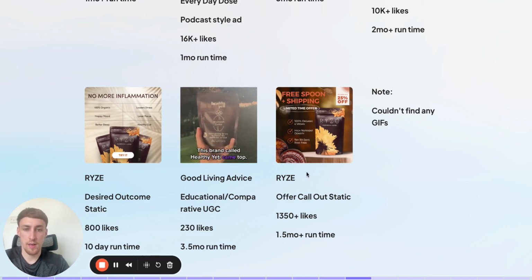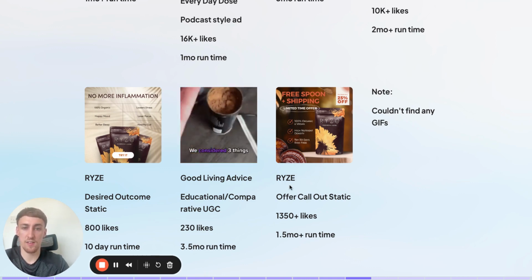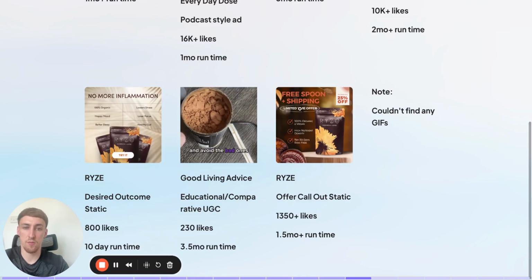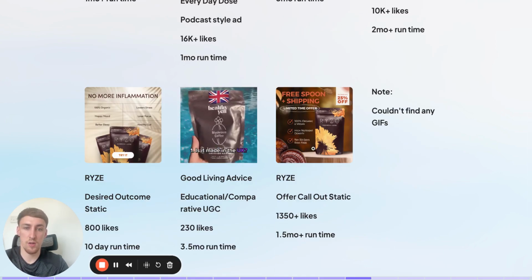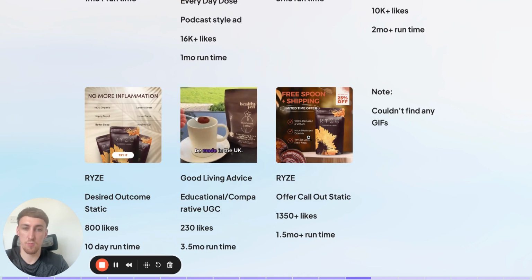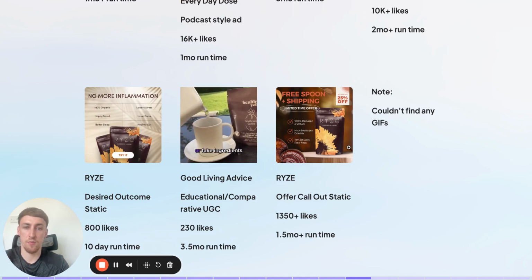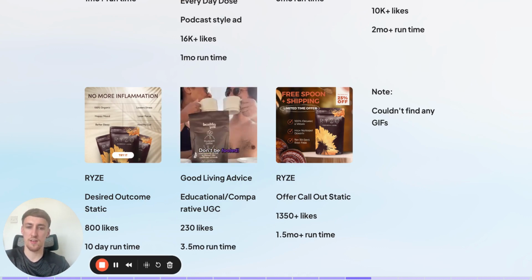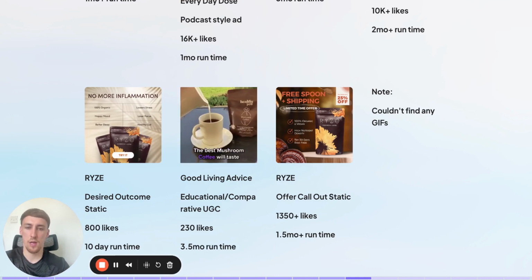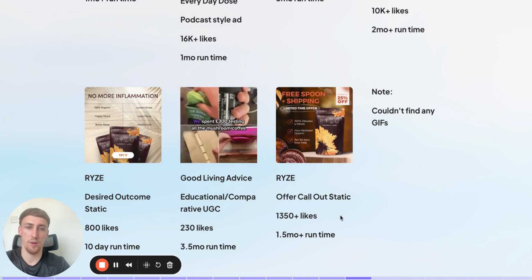This Rise static is an offer call out static. So similar to this one up here, you've got the offer at the top and then calling out your different USPs, benefits, got a 25% off as well. So offer call out static is 100% what I would be trying with you guys. You can see this got over 1,300 likes. It was definitely a winner.